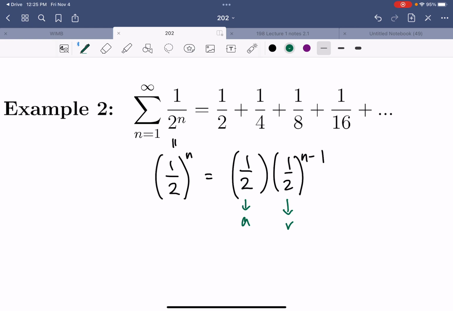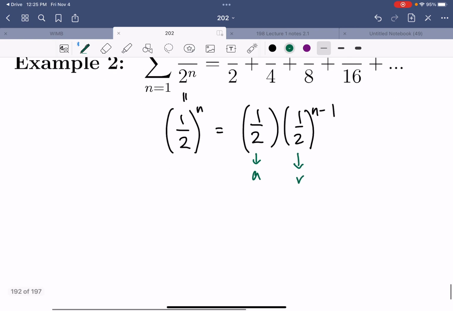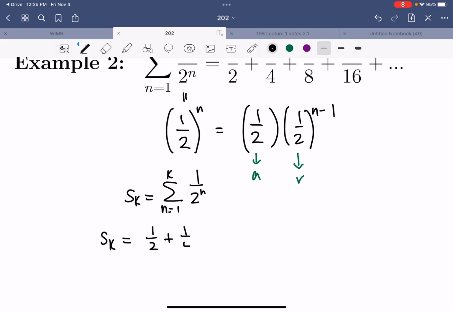That's a different question. In this case, we're going to use the notation that s_k is our partial sums. So we want the sum from n equals 1 to k of 1 over 2 to the n. If I write out s_k, I'm starting at 1, so that's 1/2 plus 1/4 plus 1/8 plus 1 over 16 plus all the way out to 1 over 2^k.